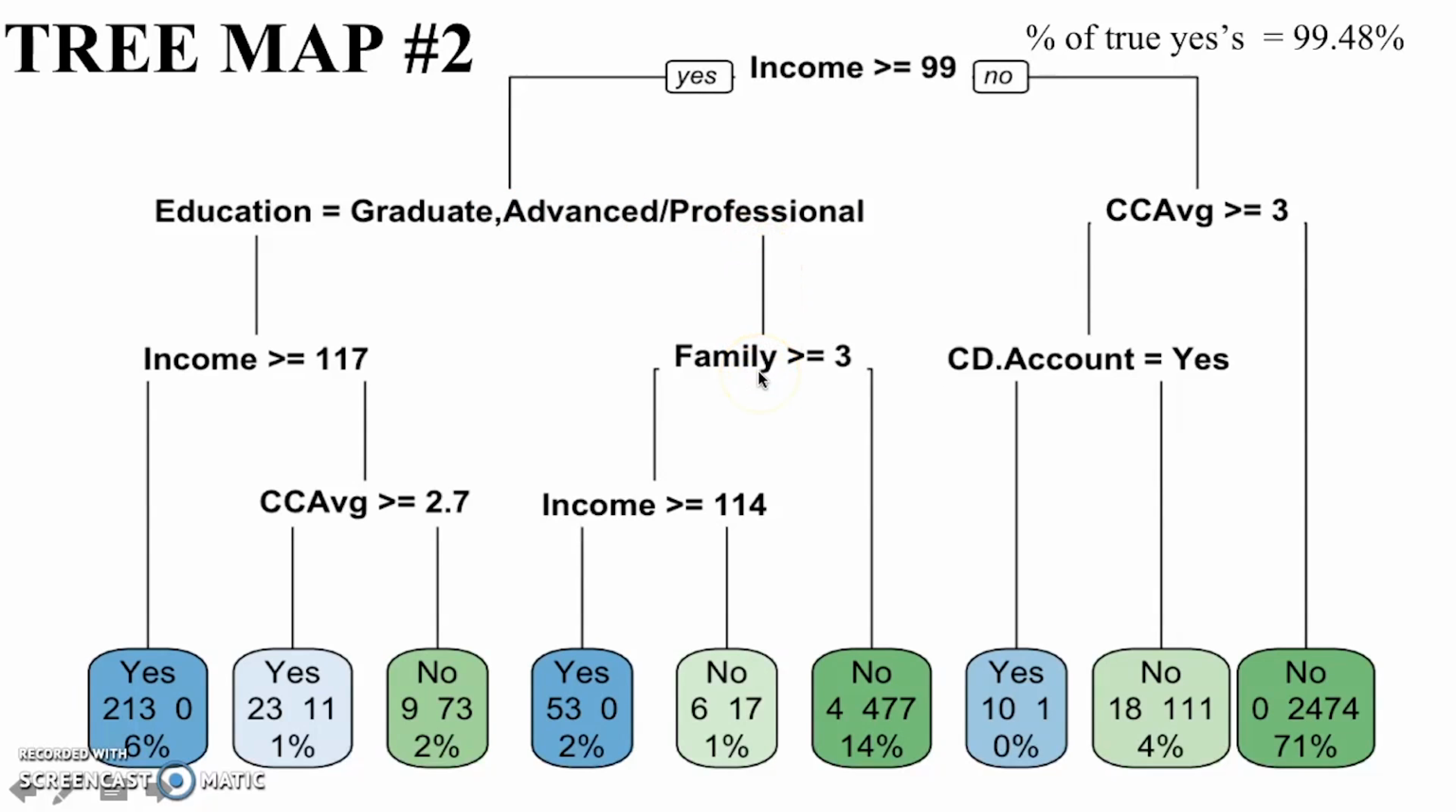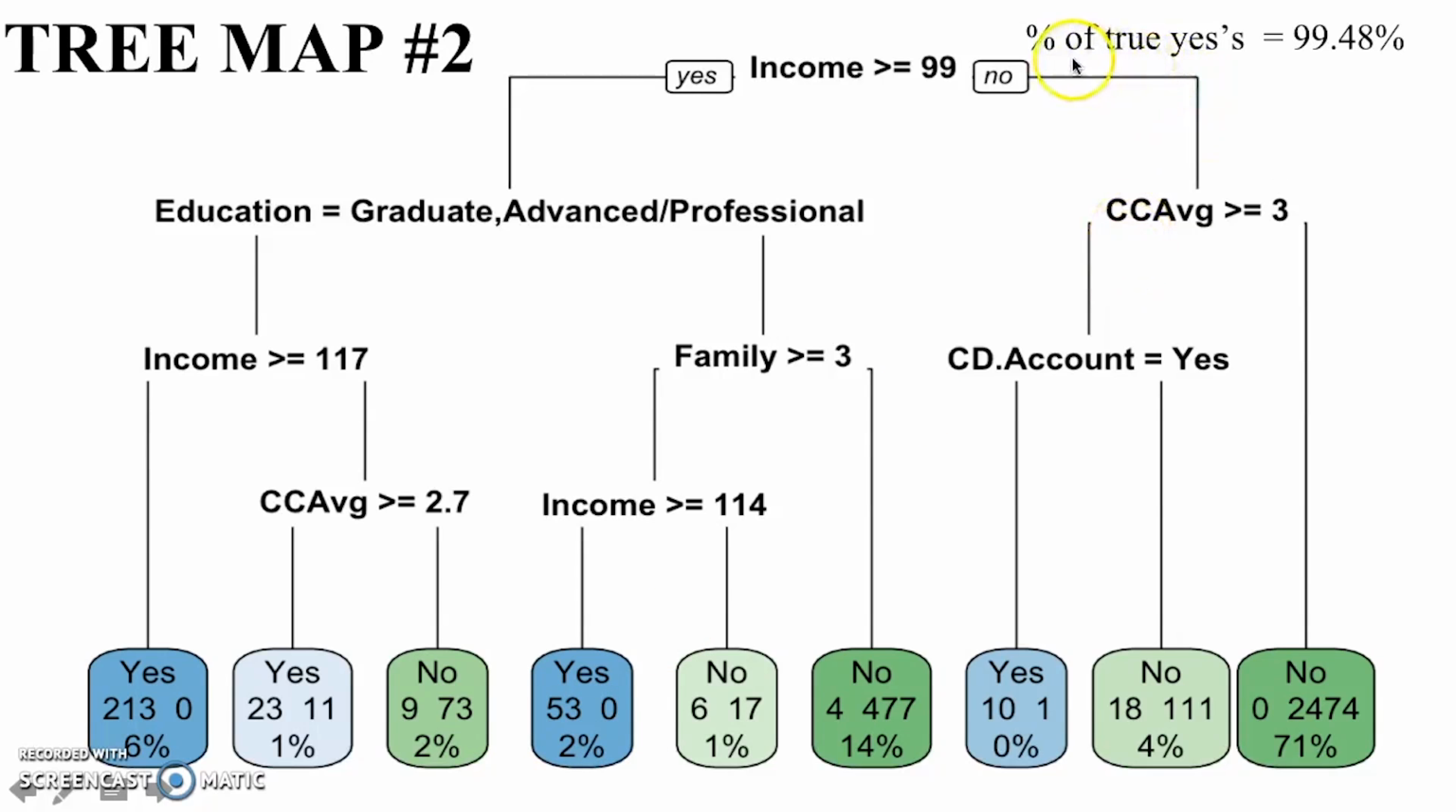We come down to the node that says, family greater than or equal to 3. We're going to say, yes, we do have a family greater than or equal to 3, and we come down to income once again. Income greater than or equal to 114,000. We're going to say yes. Here we come down to this node, which is the majority of people said yes to a personal loan. We had 53 people say yes and 0 people say no with those previous variables mentioned. So this represents 2% of our overall data.